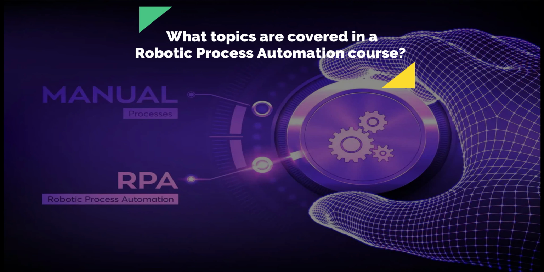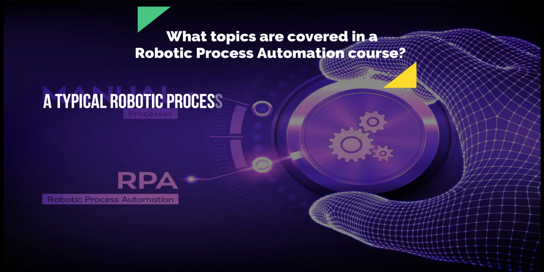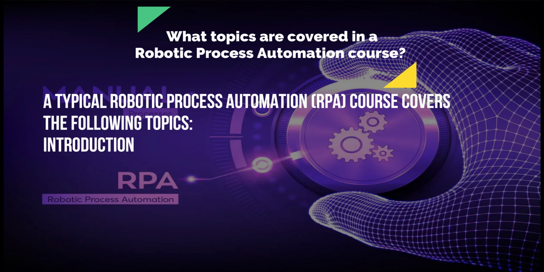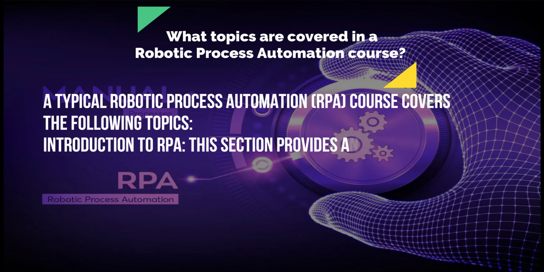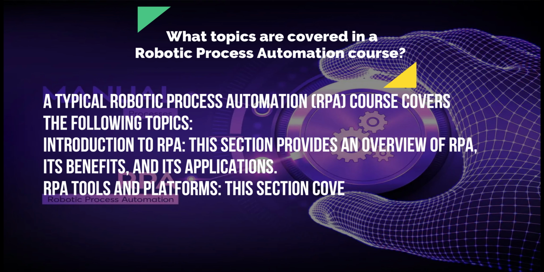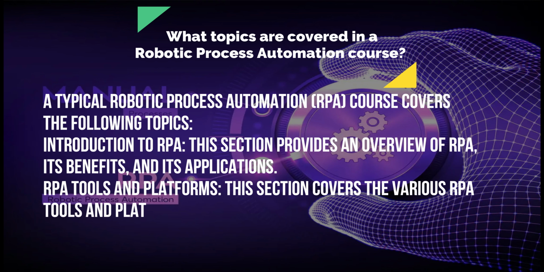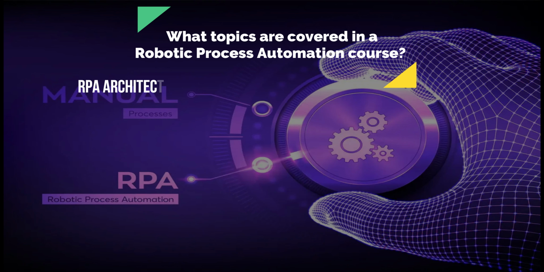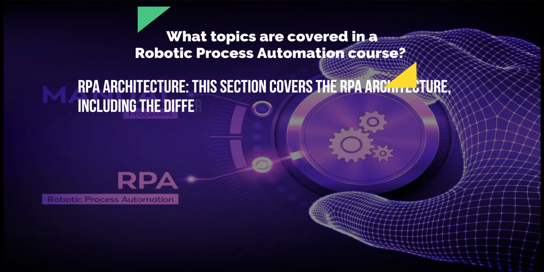What topics are covered in a robotic process automation course? A typical robotic process automation (RPA) course covers the following topics. Introduction to RPA. This section provides an overview of RPA, its benefits, and its applications. RPA tools and platforms. This section covers the various RPA tools and platforms available in the market and their features. RPA architecture. This section covers the RPA architecture, including the different components and their functions.